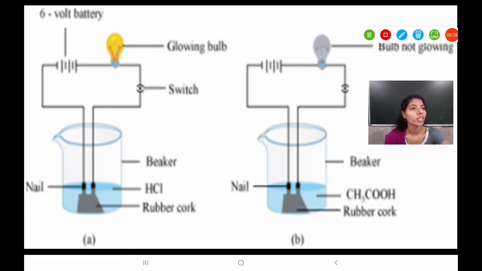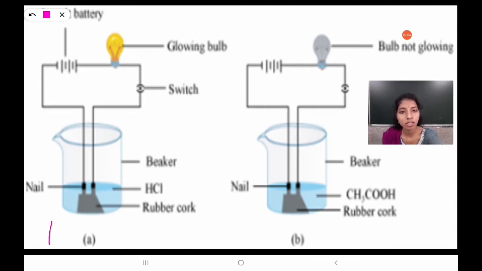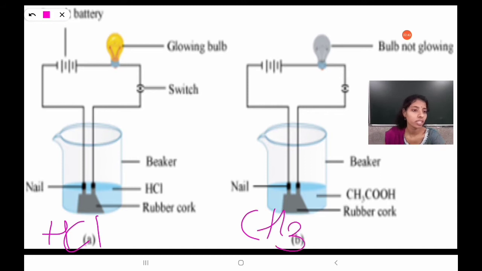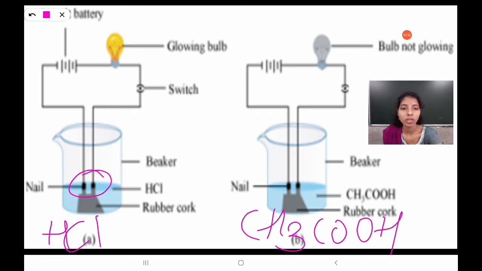First of all, we need to take two beakers. Now fill beaker A with HCl solution, nothing but hydrochloric acid, and fill beaker B with acetic acid solution, that is CH3COOH. Okay, and take one rubber cork. To this rubber cork keep two nails. So you can observe here two nails.